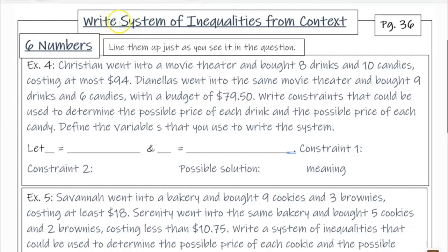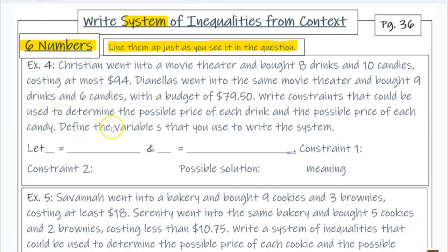We're going to take a look at how to write a system, and all system means is two inequalities from context. There are three different kinds of questions they're going to give you. What I'm going to look at first is when they give you six numbers. Six numbers is by far the simplest. All you have to do is line them up just as you see them in the question.